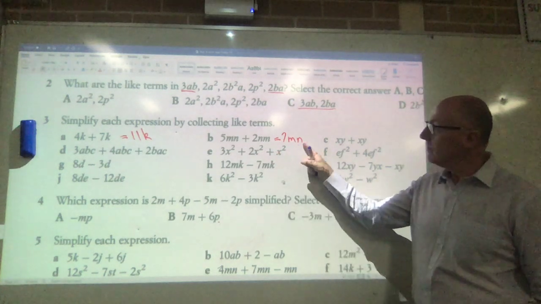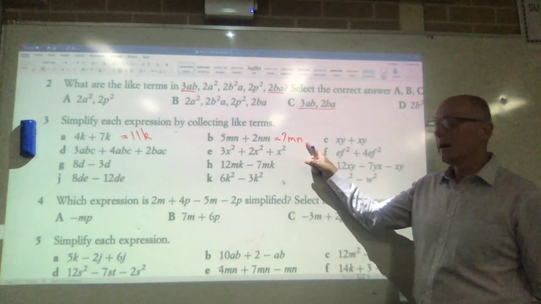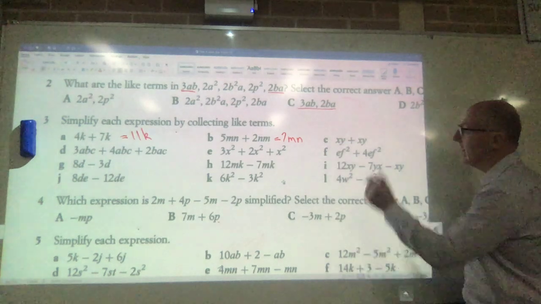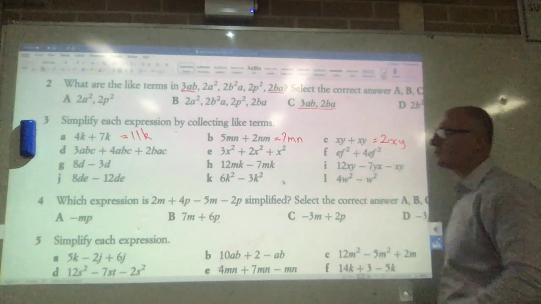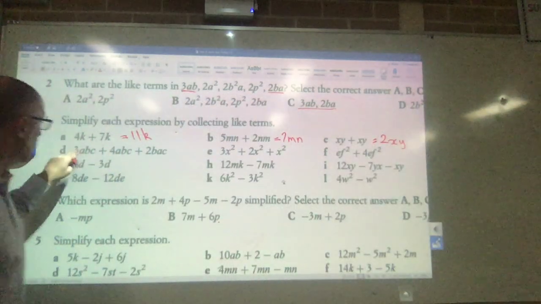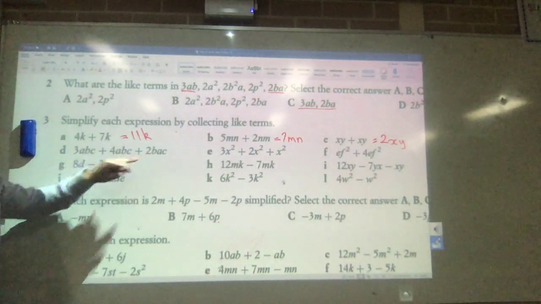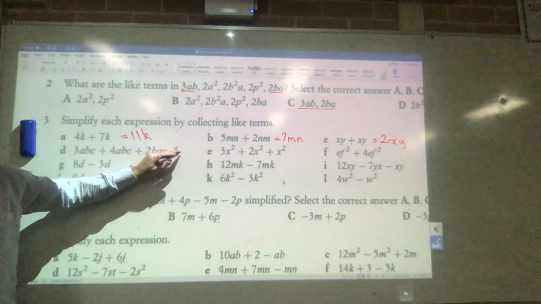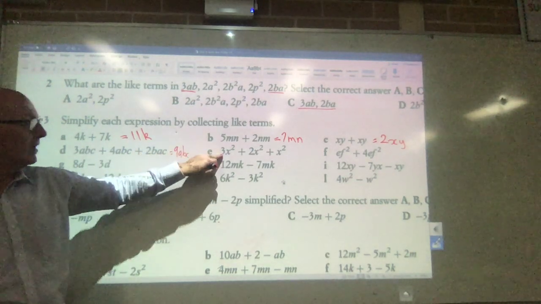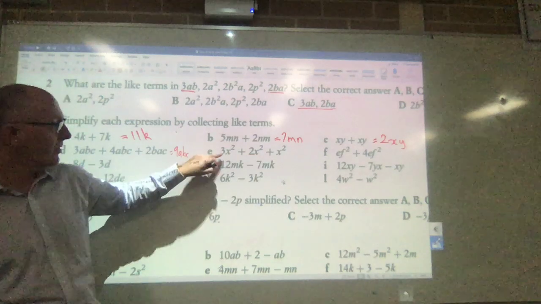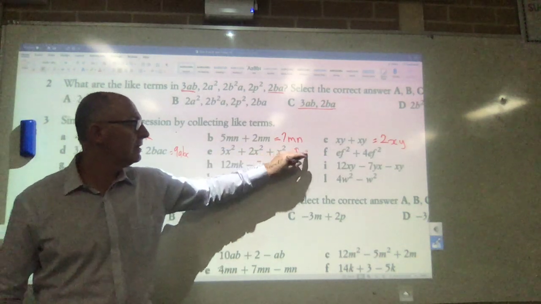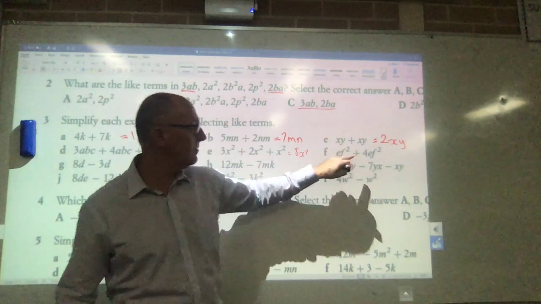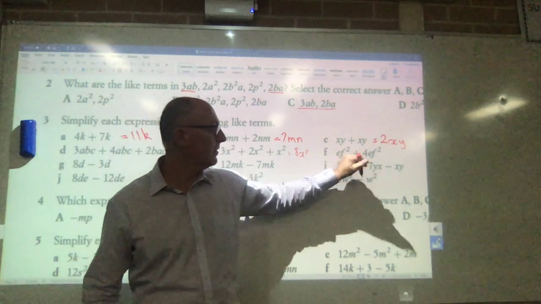Doesn't matter if you wrote nm or mn. We normally write them in alphabetical order, so m comes before n, but it doesn't really matter. 1xy plus 1xy is 2xy. These are all like terms, so 3 plus 4 plus 2 is 9. The answer is 9, a, b, c. Like term, like term, like term, so 3 plus 2 plus 1 is 8x squared. Again, like term, like term. 1 plus 4 is 5.